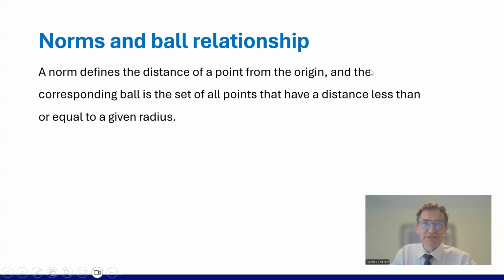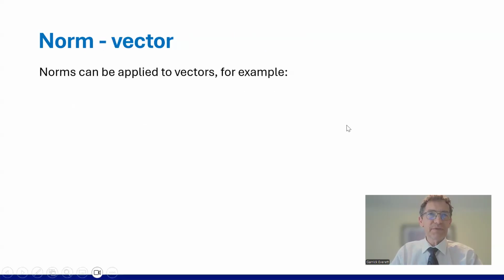A norm defines a distance of a point from the origin, and the corresponding ball is a set of all points that have a distance less than or equal to a given radius. I haven't got any examples of a question on that at this stage, but I will be creating some later, just handwritten ones. A norm vector, on the other hand, there'll be lots of different questions.